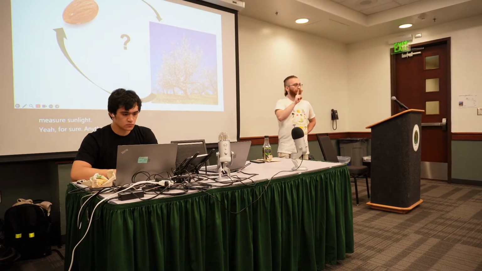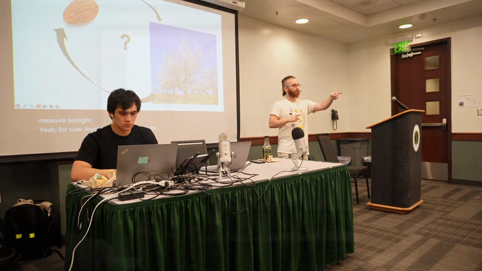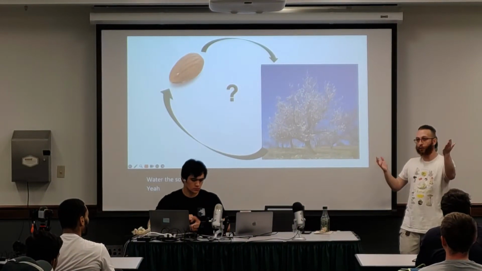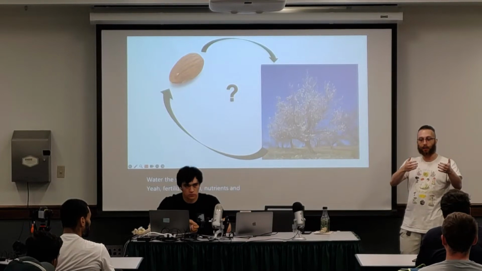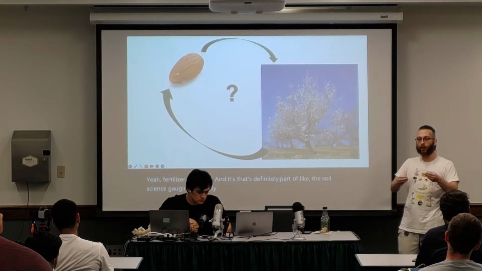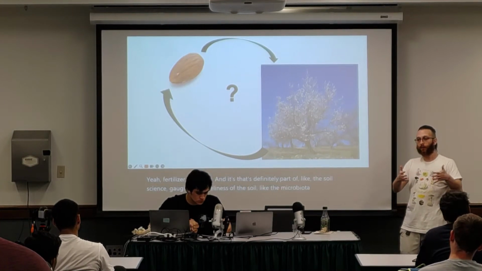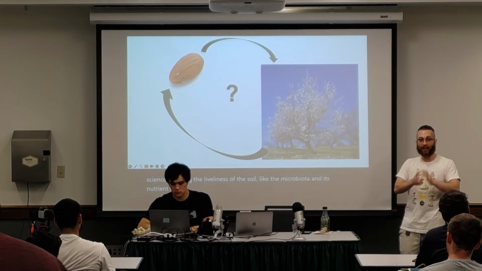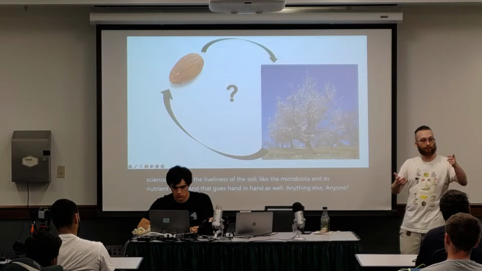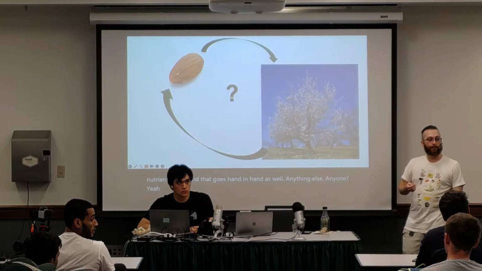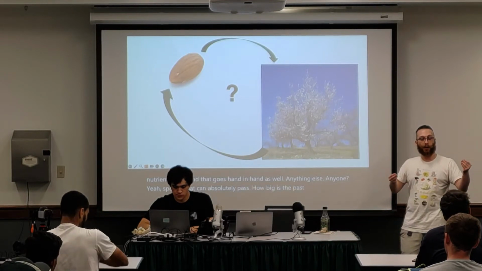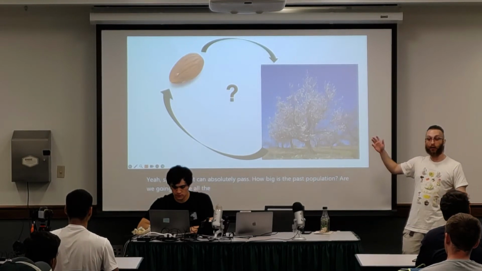That's just one. Water, yeah. The soil, great. Yeah. Fertilizer, nutrients. That's definitely part of soil science, gauging the liveliness of the soil, like the microbiota and its nutrient levels, and that goes hand in hand as well. Anything else? Anyone? Yeah. Invasive species that can harm it. Absolutely, pests. How big is the pest population? Are we going to lose all the almonds, or the almond trees rather?